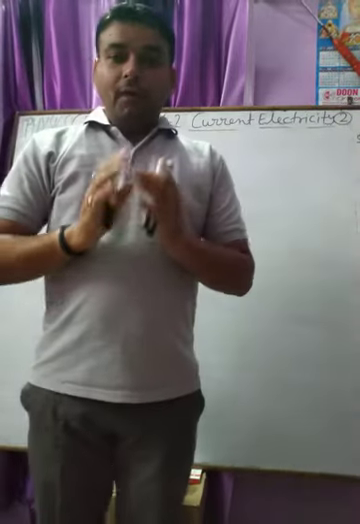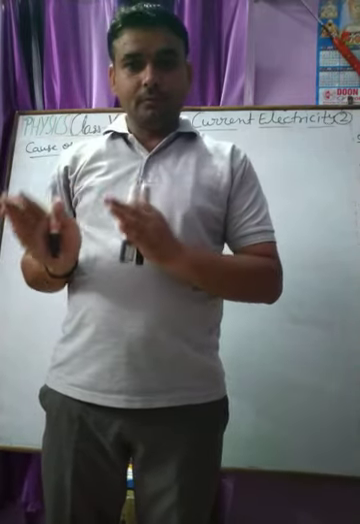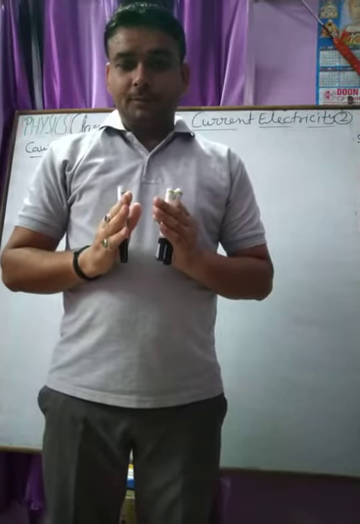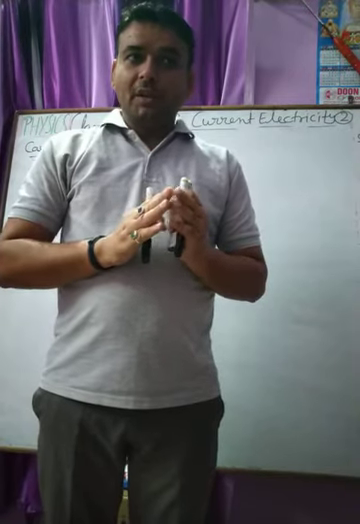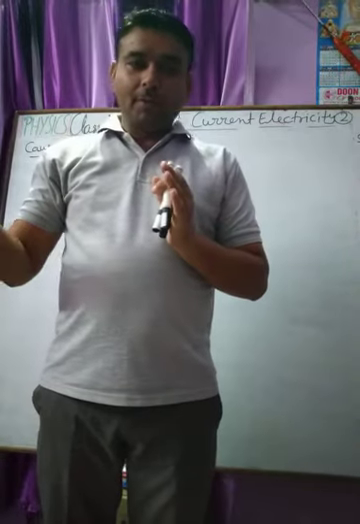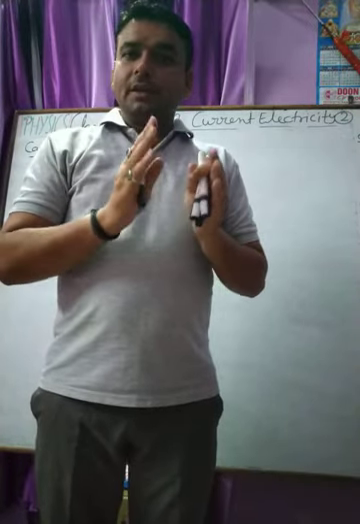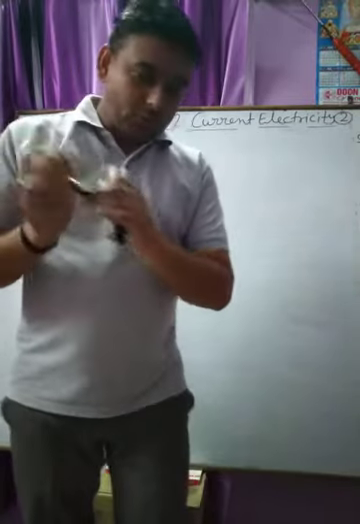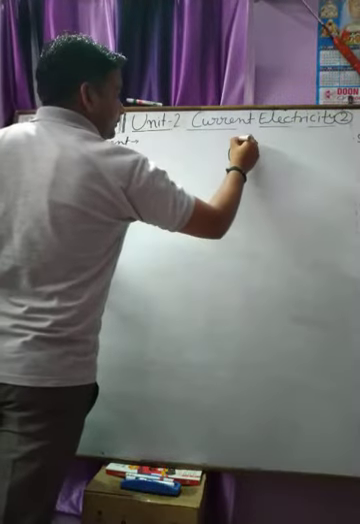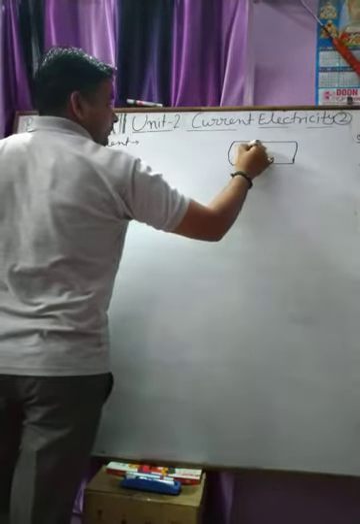Okay, we know that in metals there are a large number of free electrons which move in random directions in the absence of an electric field. When the free electrons move in random directions from one point to another, they do not constitute any current, and the average velocity of the electrons is equal to zero. So students, suppose we have a conductor in which free electrons are moving in random motion in any direction. Okay.